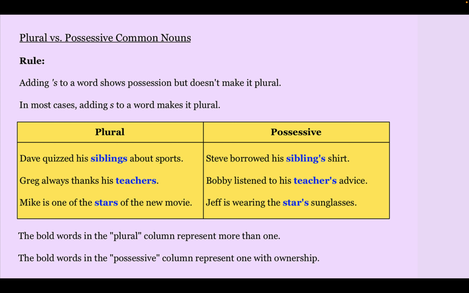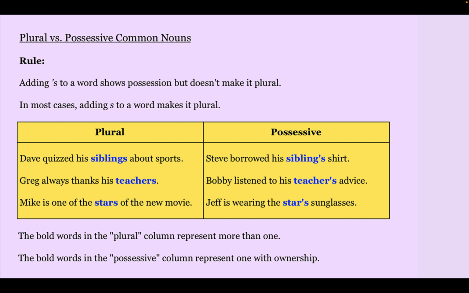You cannot put apostrophe S at the end of the word and mean it to be more than one of something. It doesn't work like that. You're making it possessive. You are saying this thing owns or shows ownership or it owns something. So in most cases, adding just an S to the end of the word makes it plural. We know that there are exceptions to this rule.